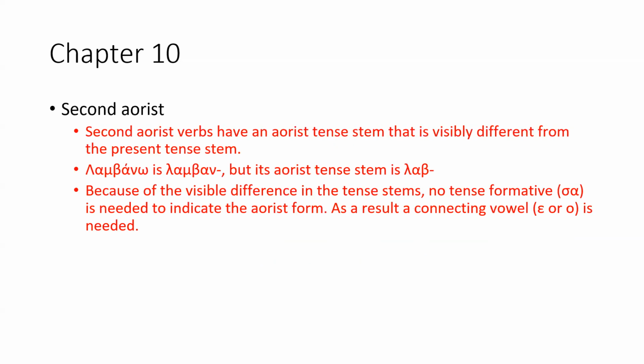Second aorist forms have an aorist tense stem that is visibly different from the present tense stem. Lambano is lamban, but its aorist tense stem is lab. Because of the visible difference in the tense stems, no tense formative, sigma alpha, is needed to indicate the aorist form. As a result, a connecting vowel, epsilon or omicron, is needed.